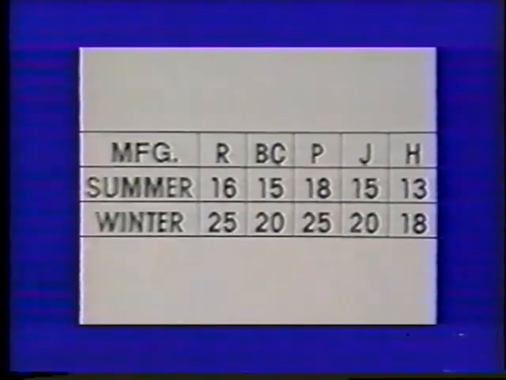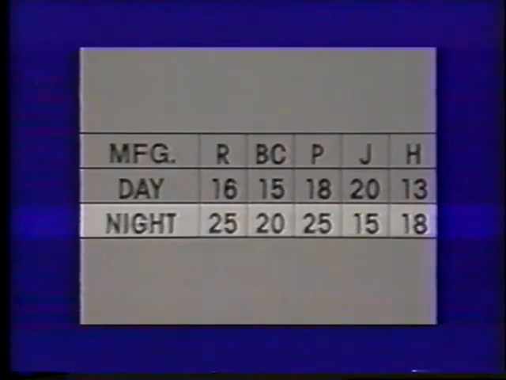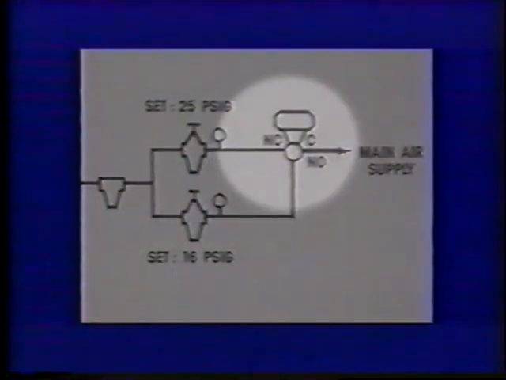In day-night applications, the lower pressure is generally used in the day cycle and the higher pressure for night cycle operation. The two main air signals from the pressure-reducing valves are supplied to a three-way air valve before going to the thermostat. This three-way valve is switched, either manually or automatically, to provide the appropriate air pressure to the thermostats in the system.